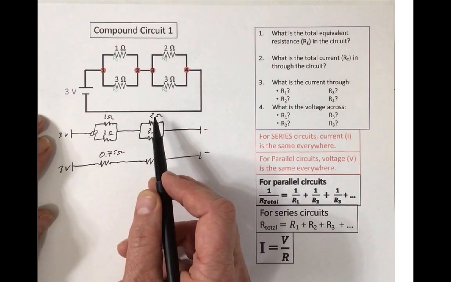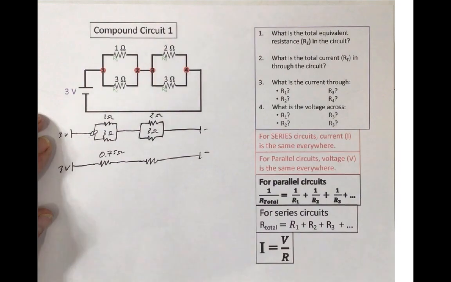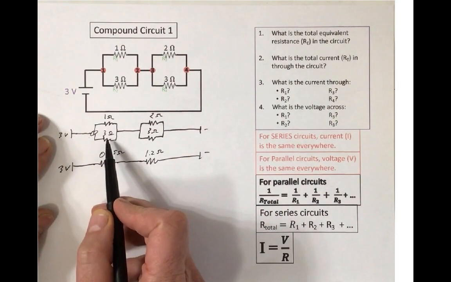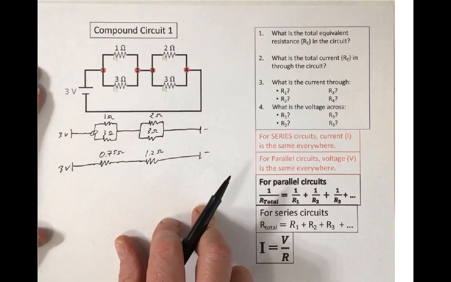These two in parallel, so 1 over 2 plus 1 over 3, that would be 0.83 repeating, and you take the reciprocal of that, and you get that that is a 1.2 ohm resistor. So these two act like a single 0.75, these two act like a single 1.2 ohm resistor.